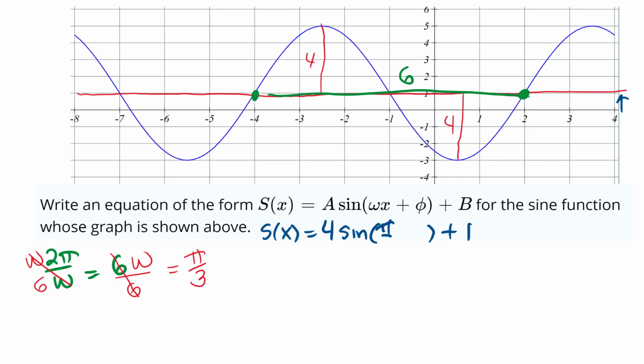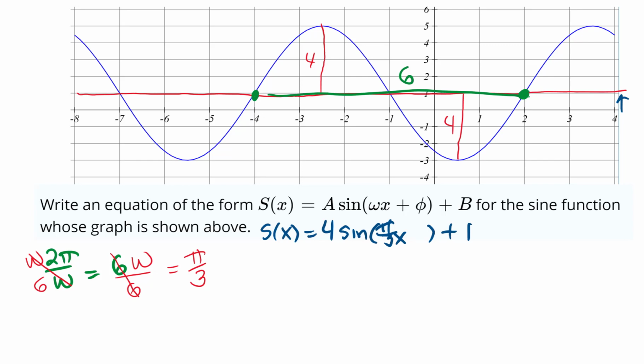So we put pi thirds in front of our x. You can see that if we did that, when we take 2 pi over omega, that the pi's cancel and our period is just 6 with no pi in it. Now we need to figure out our phase angle. So first of all, let's look at the graph and figure out the phase shift.